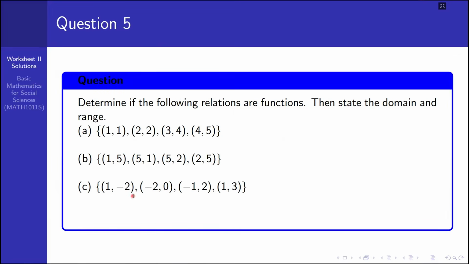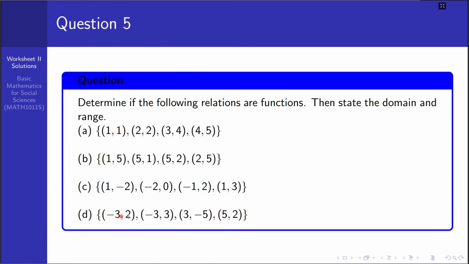C, this one: (1,-2), (-2,0), (-1,2) and (1,3). This is also not a function, because here the image of 1 is -2, and again the image of 1 is 3. -2 is different from 3, so due to the existence of these two elements this relation cannot satisfy the condition to be a function.